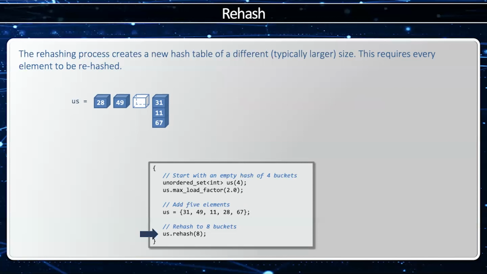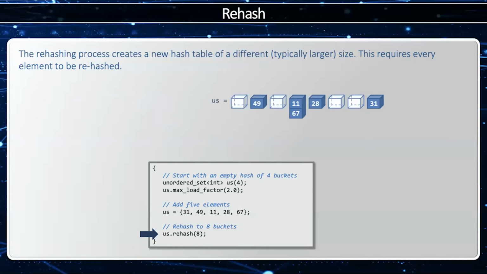Now, when I say rehash 8, I'm going to create 8 empty buckets. Now, I'm going to iterate through the old unordered set, and I'm going to put 28 in the new one and 49 in the new table. Notice 49 mod 8 this time gives me 1. And then 31 mod 8 is 7. And then 11 mod 8 is 3, and 67 mod 8 is also 3. And now when I'm finished allocating the new hash table, I'll get rid of the old one and move the new one over. And that's how rehash works.